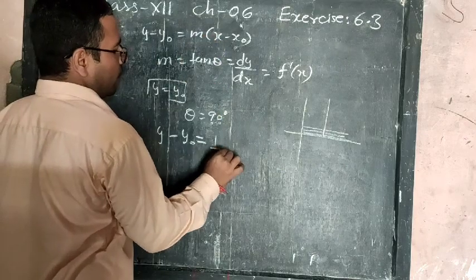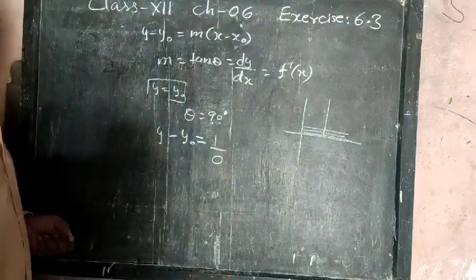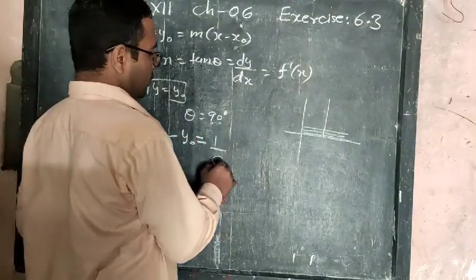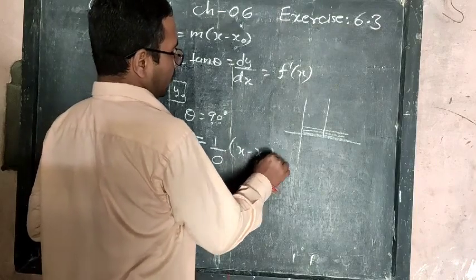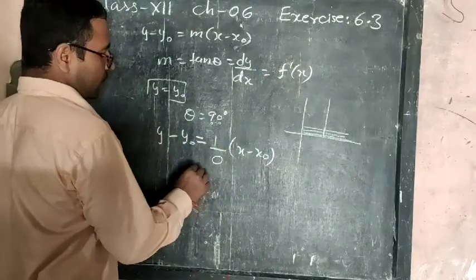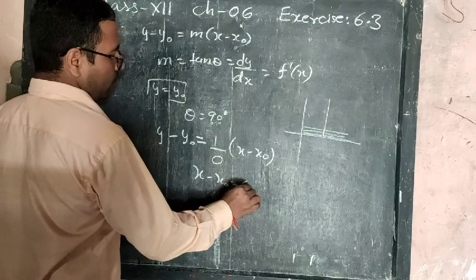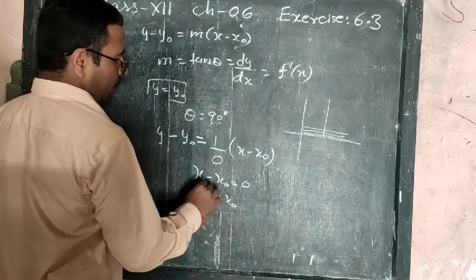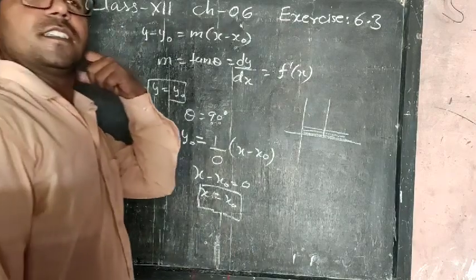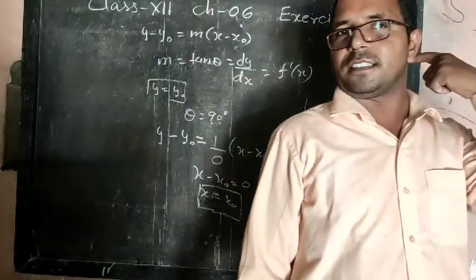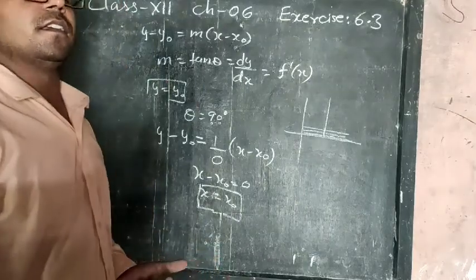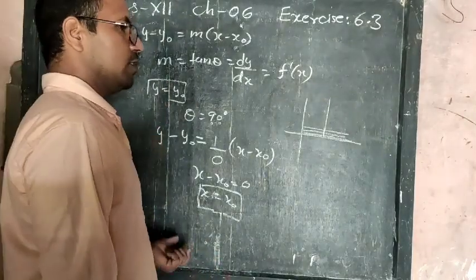So not defined can be written here as 1 by 0. Its value is not defined only. So 1 by 0 times x minus x naught. By doing cross multiplication, this side will become 0. So x minus x naught is equal to 0 we have got here. So x is equal to how much? x naught. So dear students, these are the parts which we had to discuss in the introduction part, but we have not discussed them there. So now we have discussed this point. These are the particular cases which we will use in the solutions.